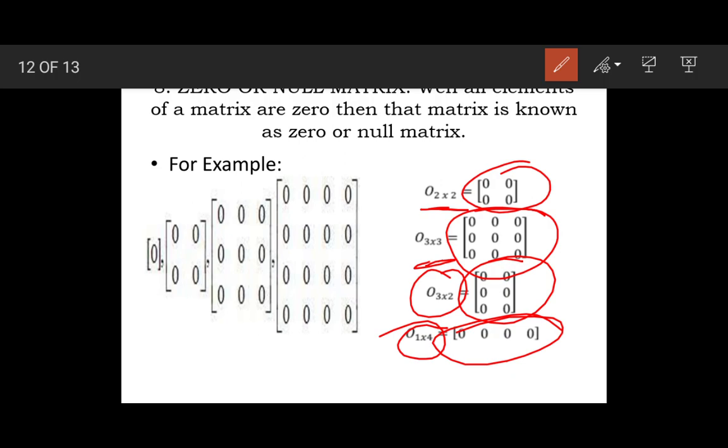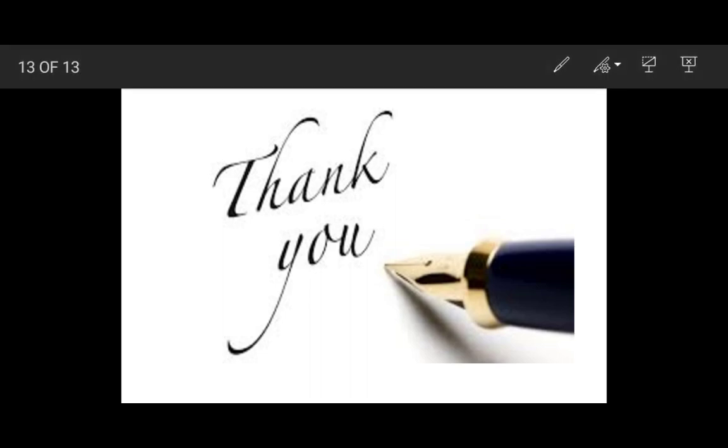Okay, clear? So class, with this we are completing our third video. In the third video, we had seen the remaining types of a square matrix. So just revise all the types. In the next lecture, in the next video, we will see the addition, subtraction, equality, all these things of matrices. So thank you. Keep practicing, and bye.